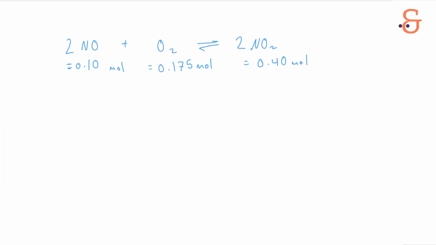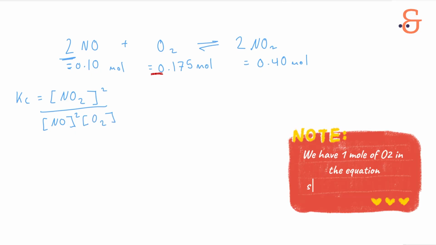Okay, so now that we've got our concentrations at equilibrium, the last step is to write down the Kc equation. So Kc is equal to square bracket NO2 square bracket squared, since we've got 2 molecules of NO2 in the equation, divided by square bracket NO, since we've got again 2 moles of NO in the equation, which gives us a squared, and then square bracket O2. And we've only got 1 mole of this, so it's not squared.